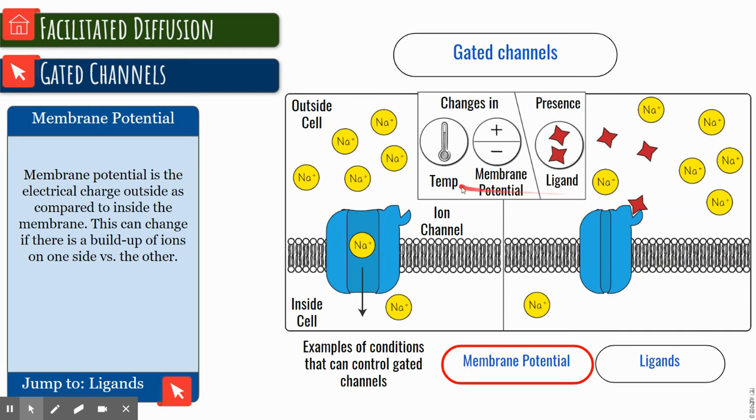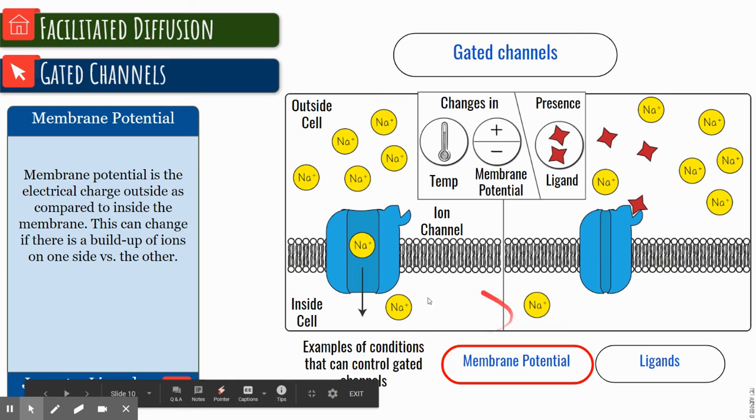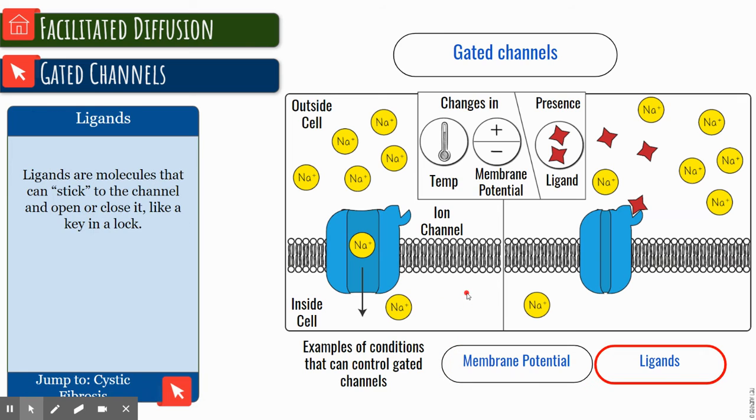So in this particular case, if there's a high enough concentration outside of these ions, this causes what's called a membrane potential or a difference in the charge. So the higher positive charge out here, and therefore this is going to seem negative down here. The higher difference usually can cause the channels to open, or you could have a ligand that actually sticks into this and will either open or close it like a lock.